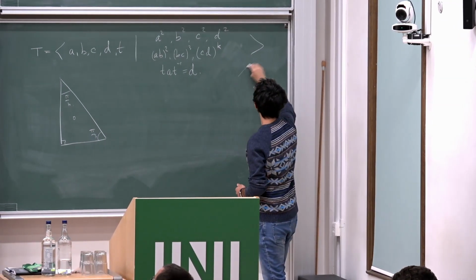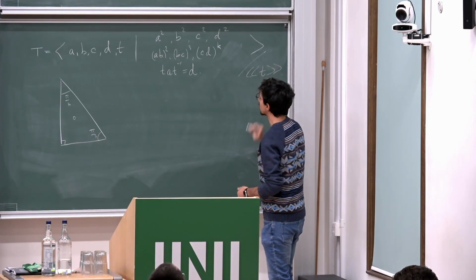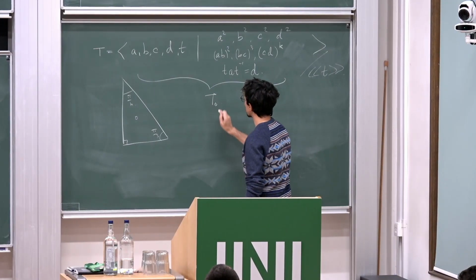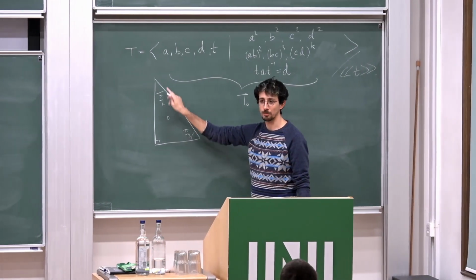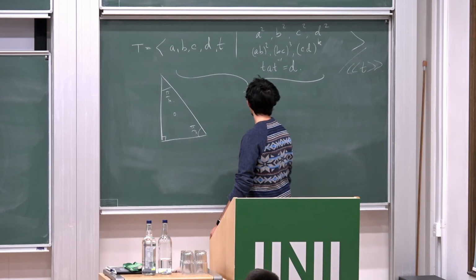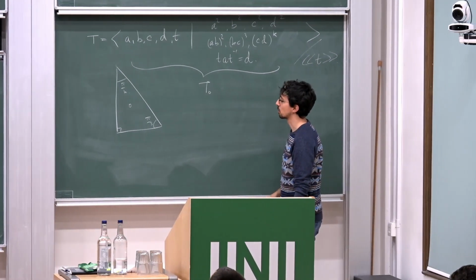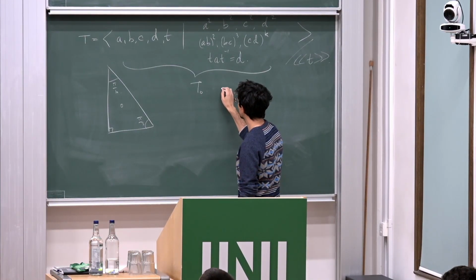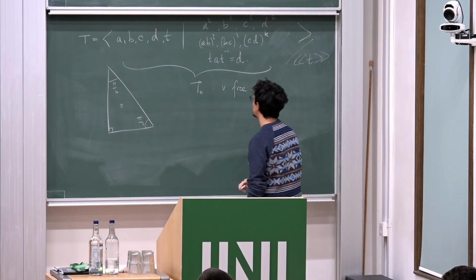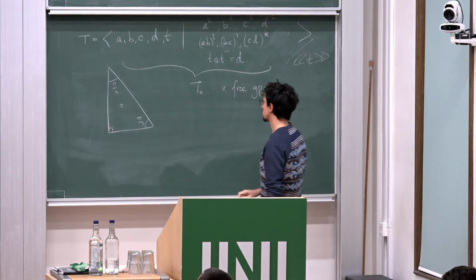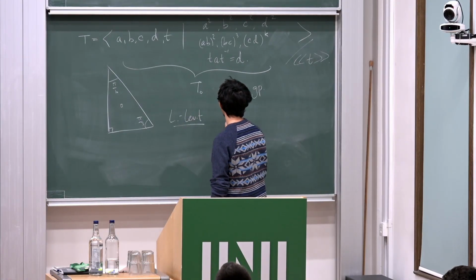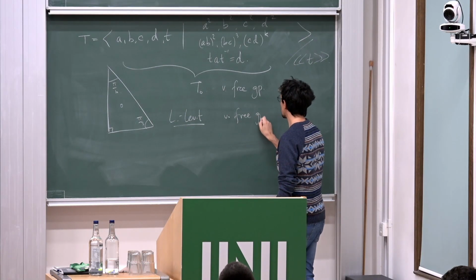Okay, so let me maybe write it like that. Let me call this guy T0. So T0 is supposed to be the fundamental group of this orbifold when I take out this point. Okay, that's great. So T0 is a virtually free group. And with Arya, we showed that virtually free groups are stable.